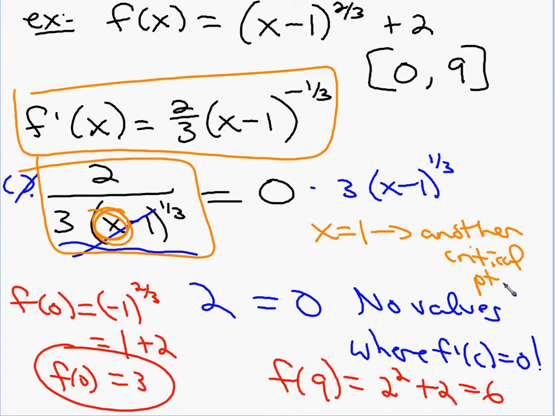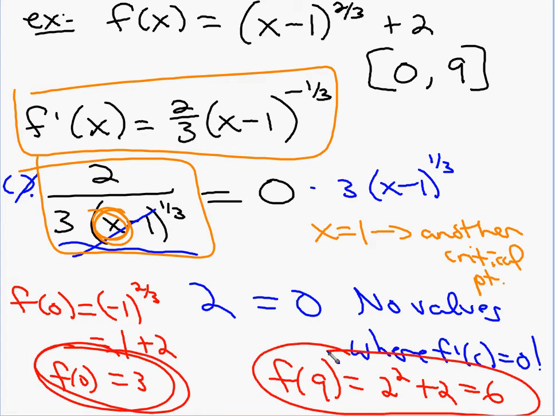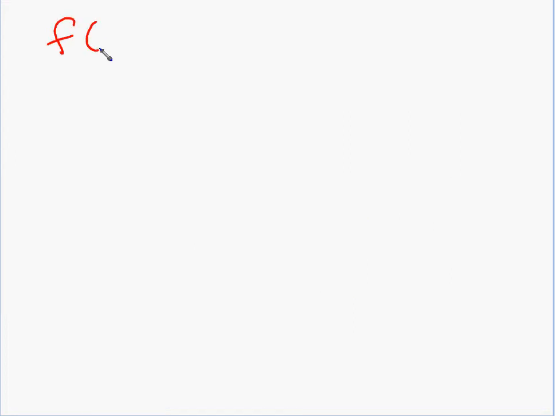Now, it's not a maximum or minimum because we found out there's no places where the slope of the tangent line is equal to 0. But we can go ahead and plug it into the function and see what happens. All right? We've got 2 points down here. We've got f of 0 equals 3. We've got f of 9 equals 6. Why don't we do f of 1? f of 1 is going to be 1 minus 1 to the 2/3 plus 2. It's going to be 2.